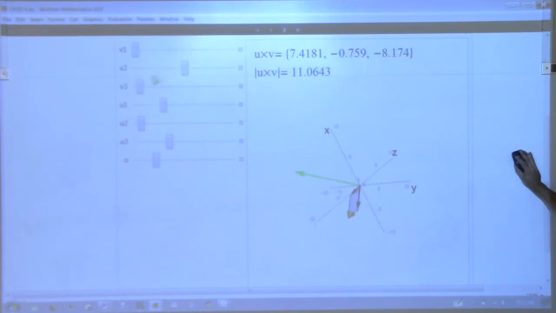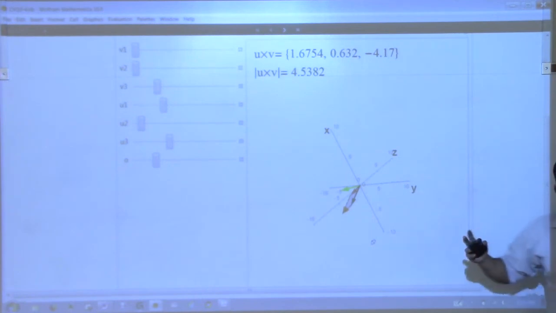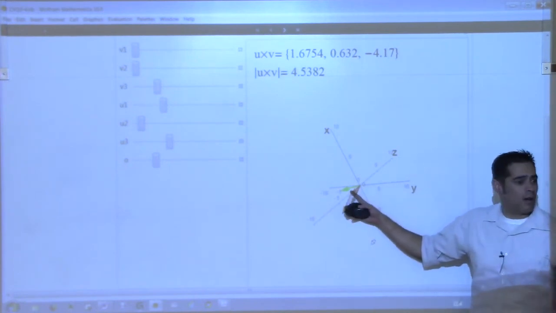Damn it, I want it to get smaller, not bigger. There we go. It's getting smaller. I'm shrinking them down now. Okay. Get the idea? The green line is the cross product? Pardon? The green one is the cross product vector.